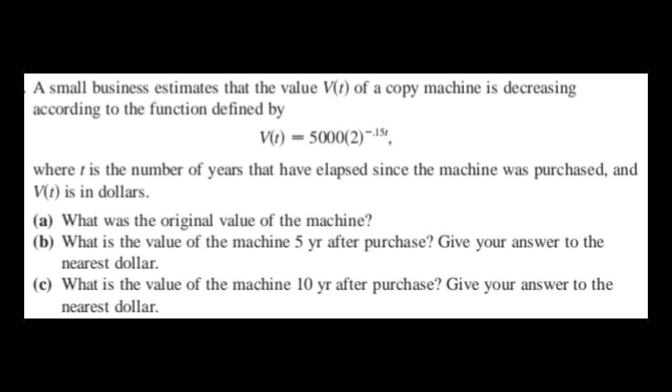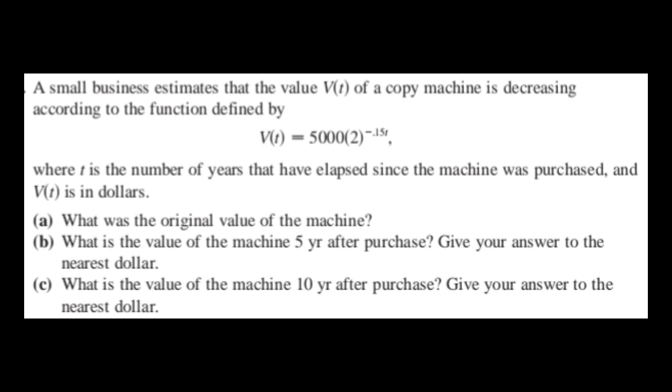In problem number 3, a small business estimates that the value V of t of a copy machine is decreasing according to the function defined by V of t equals 5,000 times 2 raised to the power of negative 0.15t, where t is the number of years that have elapsed since the machine was purchased, and V of t is in dollars. In letter A, what was the original value of the machine? B, what is the value of the machine 5 years after purchase? Give your answer to the nearest dollar.